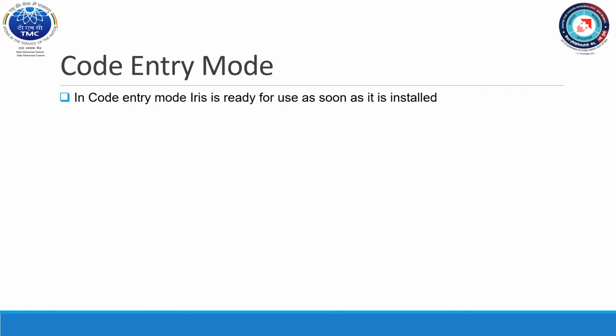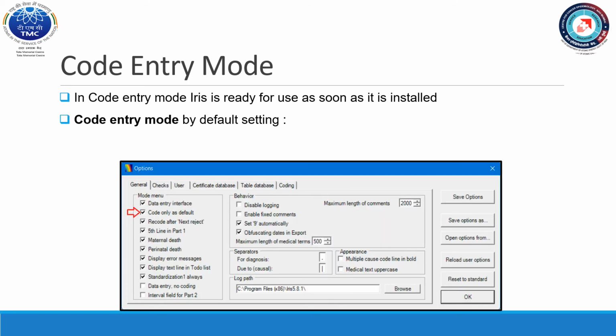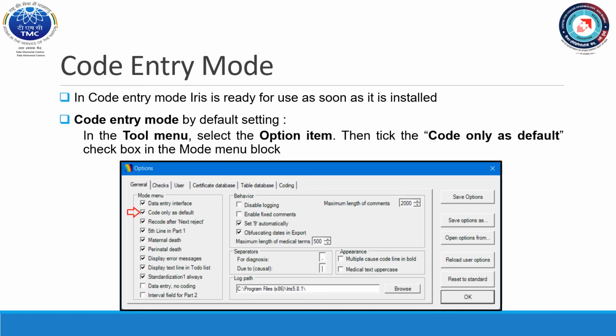Code entry mode. In this mode, Iris is ready for use as soon as it is installed. Code entry mode settings: you can set code entry mode by using the Tools, Options, General tab, by selecting Code only as the default option in the Mode menu block.